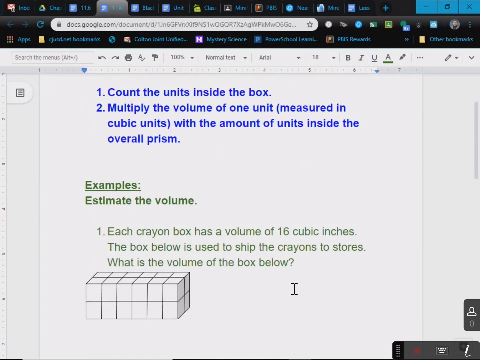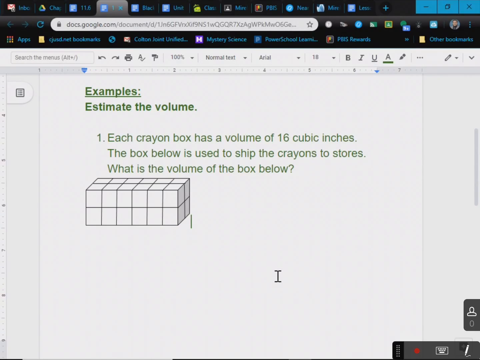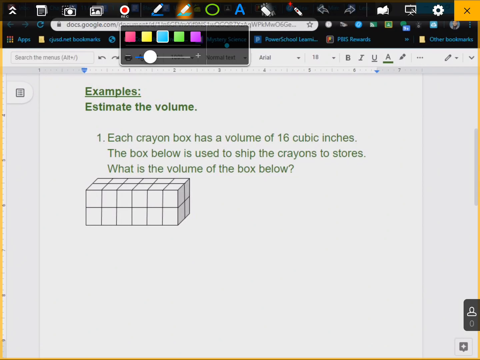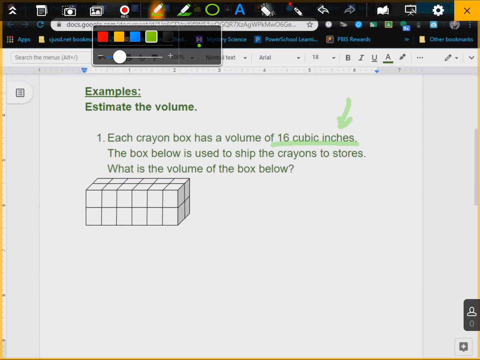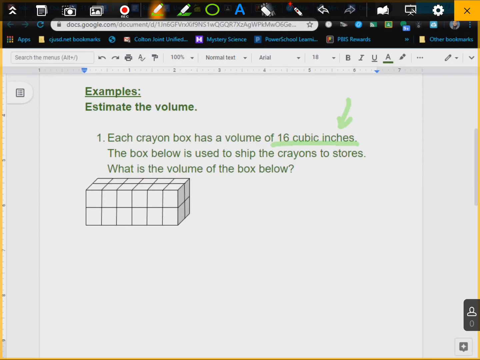So this is all just a multiplication problem. Okay, so let's go ahead and solve. It says each crayon box has a volume of 16 cubic inches. So I'm going to highlight that, 16 cubic inches. And it tells me it's in inches right there. Then it says the box below is used to ship the crayons to stores. What is the volume of the box below? So we're going to multiply it times 16 because there's 16 cubic inches. And I know my answer is going to be inches cubed.